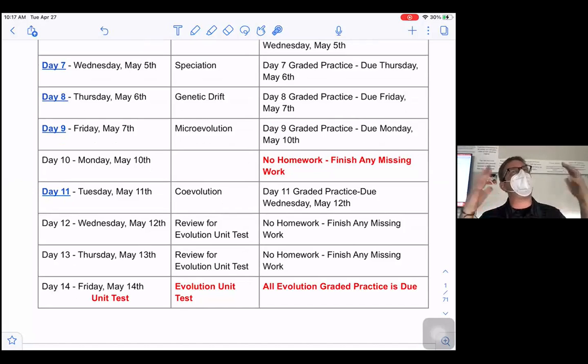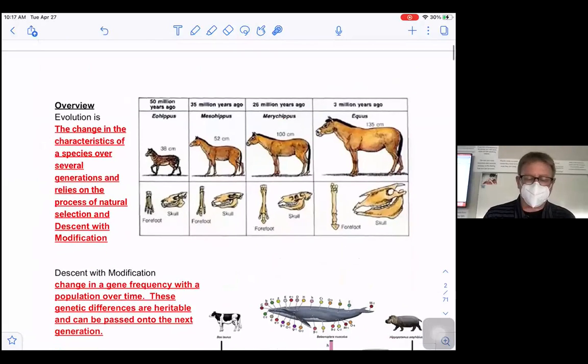And so we're going to be looking at what are the mechanisms that are driving this process of evolution, okay? So evolution is really the change in characteristics of species over several generations. And evolution itself is really very factual. There are many examples that we can see of how species have changed over time. And that's really all evolution is. So I'm giving you this overview of what we're going to be looking at.